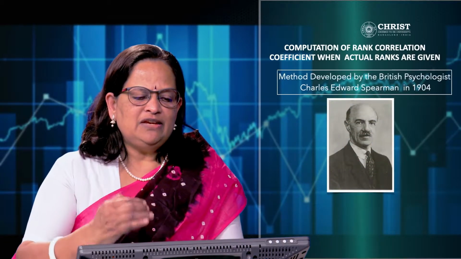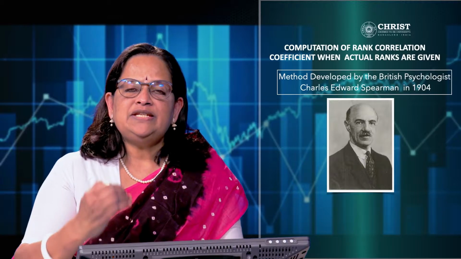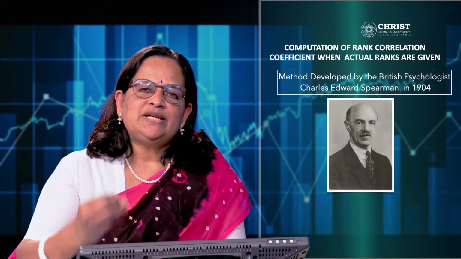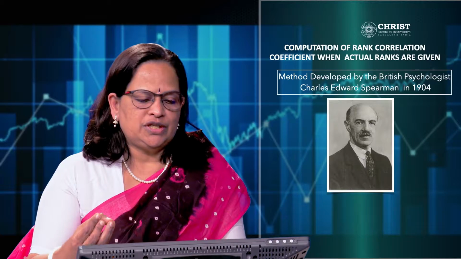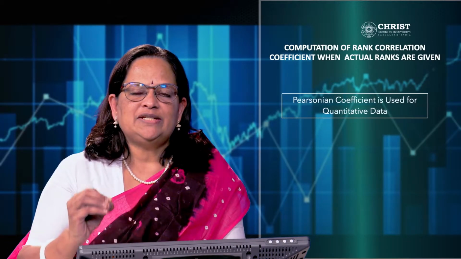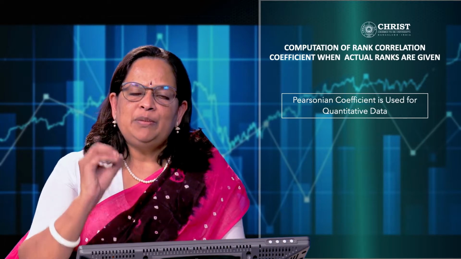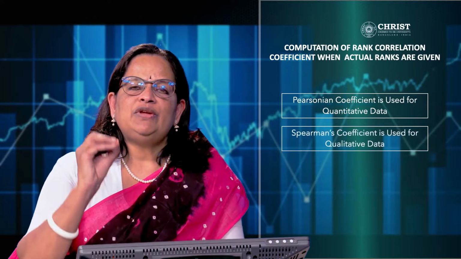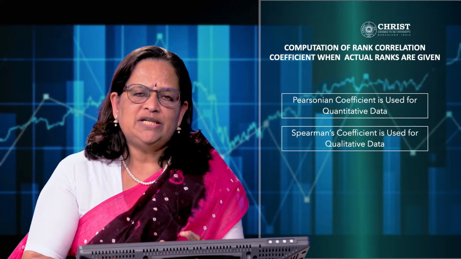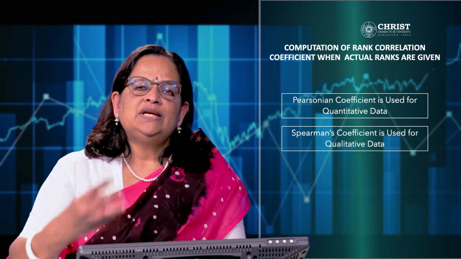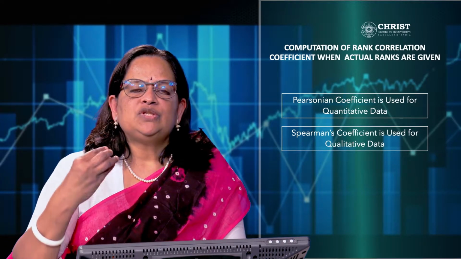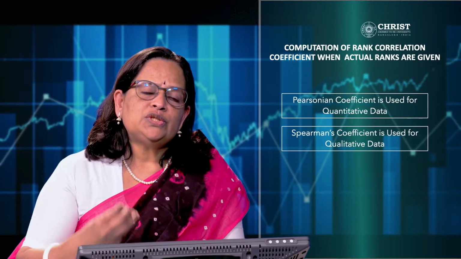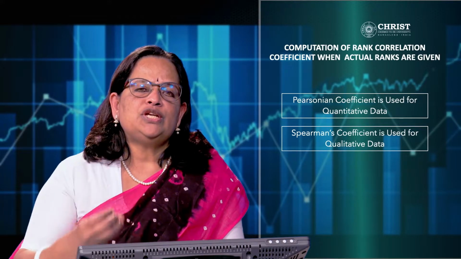So this method is developed by the British psychologist. His name is Charles Edward Spearman in 1904. So always we refer it as Spearman's rank correlation coefficient. Pearsonian coefficient, we have learned that it's used for quantitative data. When you're getting numbers, you can calculate Pearsonian coefficient of correlation. But Spearman's correlation is used when you're getting qualitative data, honesty, leadership ability, all this, or judgment in a beauty contest. So all these variables we can use only using Spearman's rank correlation coefficient.